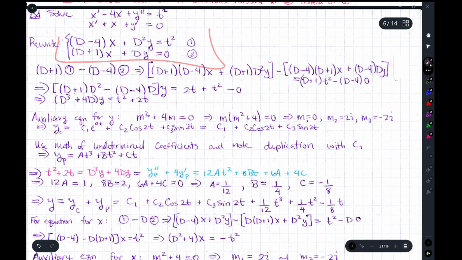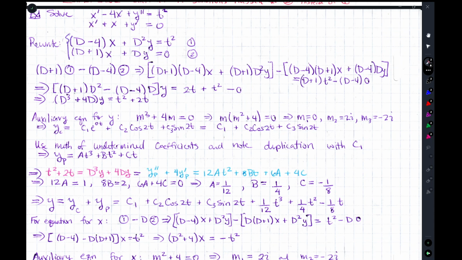system. The first idea is to decouple the system. And we'll do that by eliminating x, okay? And how do we do that? So look at the factors in front of the x. So if we take equation 1 and operate on it with d plus 1, and we take equation 2 and operate with d minus 4, we'll get the same terms, okay? We'll get the same terms here, as you'll see. This is the first equation operated on, and here's the second equation operated on.